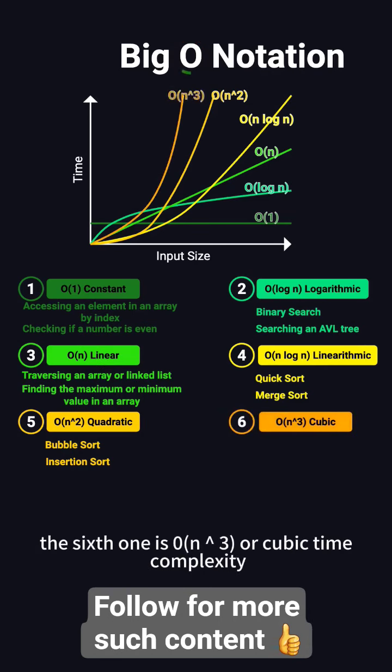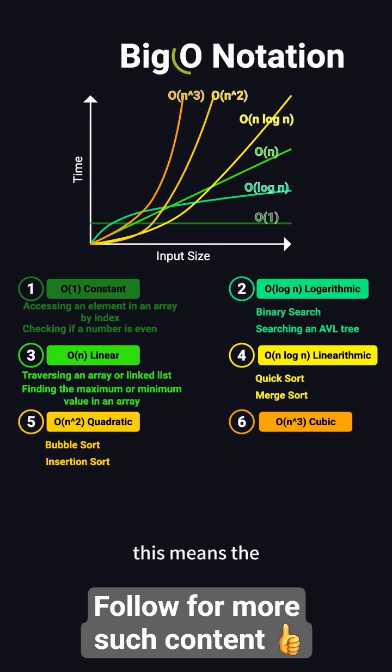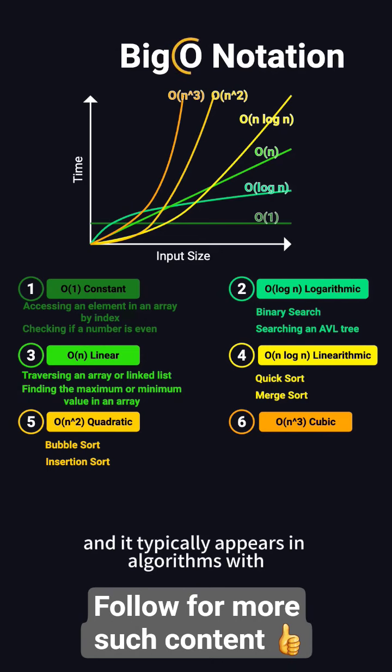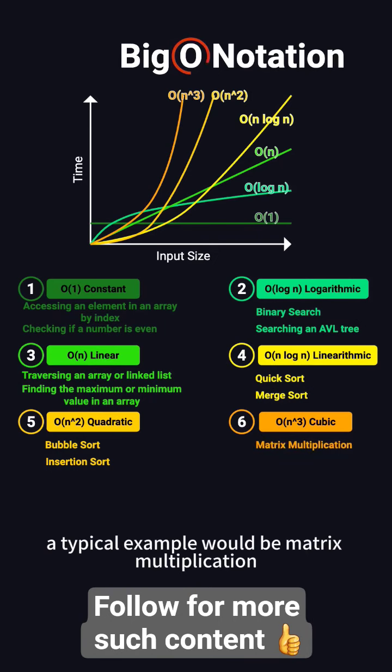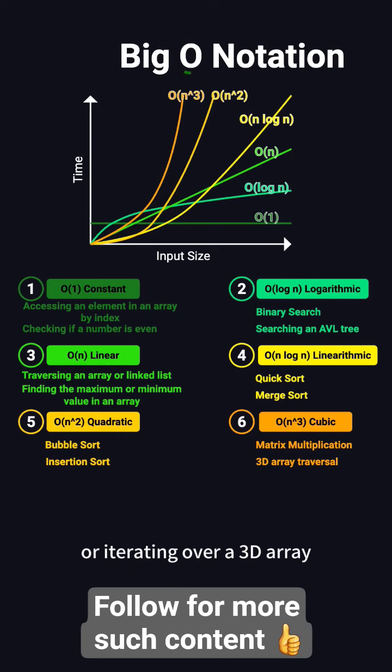The sixth one is O(n³), or cubic time complexity. This means the execution time is proportional to the cube of the input size, and it typically appears in algorithms with triple nested loops. A typical example would be matrix multiplication or iterating over a 3D array.